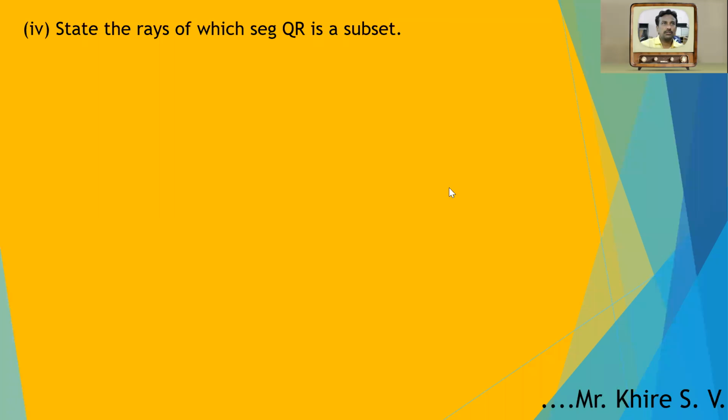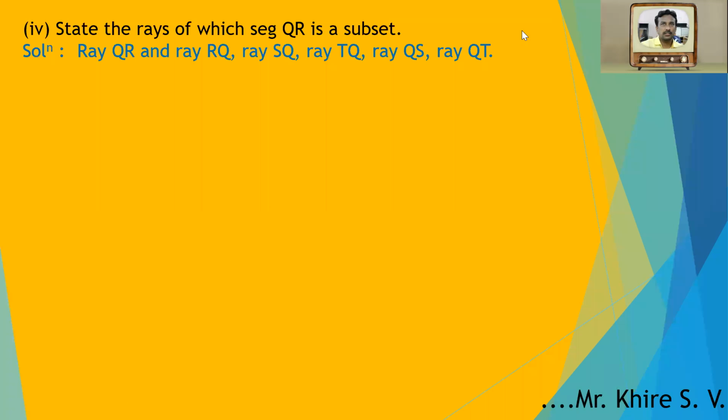Next, question 4. State the rays of which segment QR is a subset. Which rays are there? Ray QR and ray RQ, ray SQ, ray TQ, ray QS and ray QT. Segment QR is a subset of these.